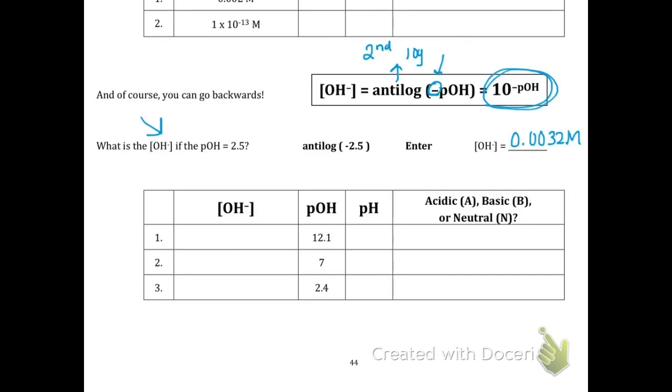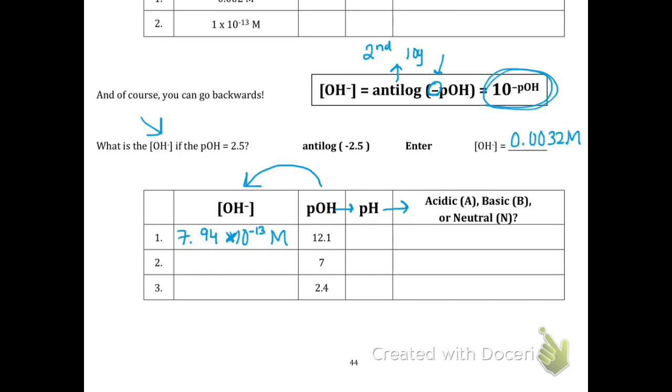All right. So now let's try to go backwards this way by using anti-log to get to our concentration. So you're going to do anti-log, which is second log on your calculator, negative of 12.1, and you should get 7.94 times 10 to the negative 13. Okay, make sure you read to the end of your calculator, and then you're going to put an M for molar.